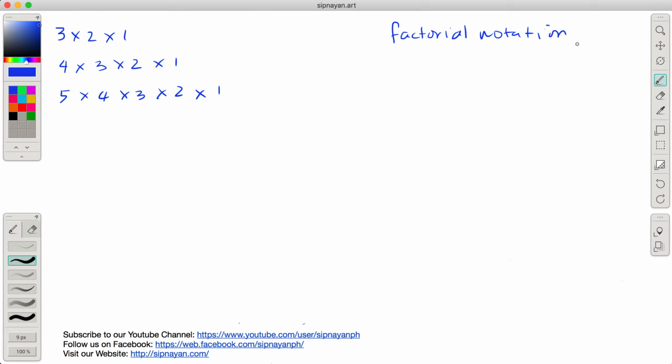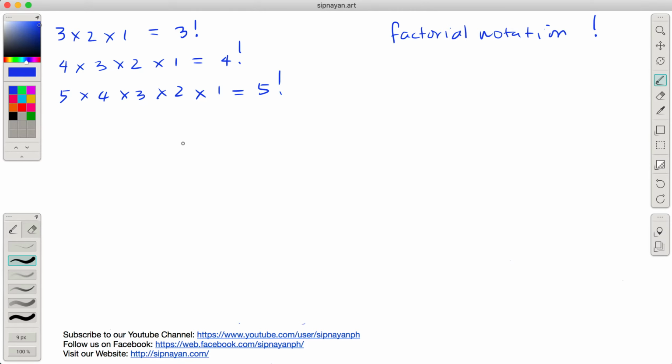Okay, so paano ginagamit yung factorial notation? Pag sinabi mong 3 factorial, so this is equal to 3 times 2 times 1. So this is 3 factorial. So ang factorial notation natin ay ano siya? Exclamation point. So pag sinabi natin 4 times 3 times 2 times 1, pwede natin isulat as 4 factorial. And 5 times 4 times 3 times 2 times 1, pwede rin natin siyang isulat as 5 factorial.